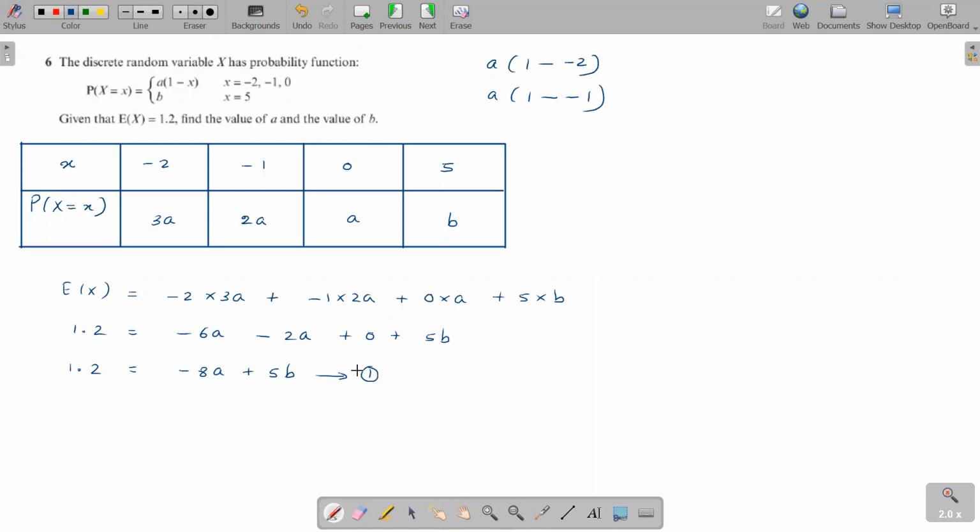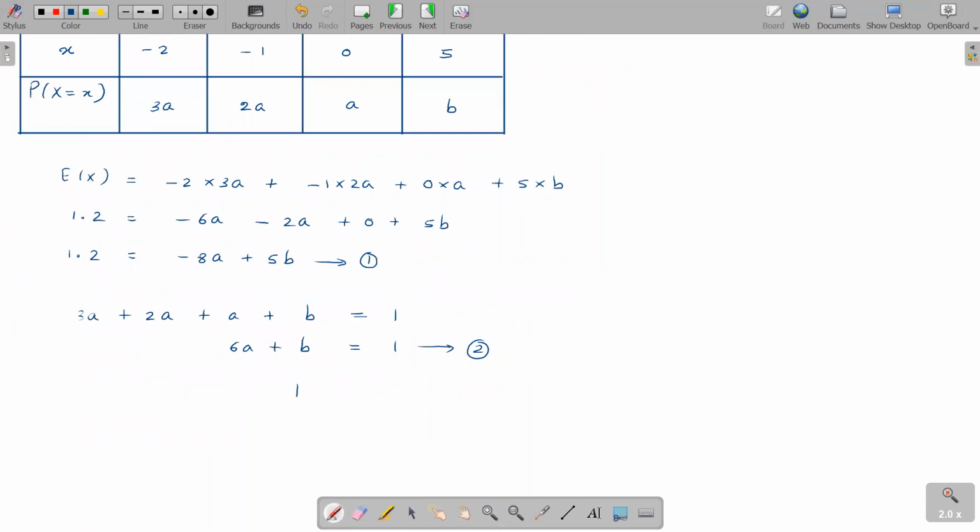The second equation is made by the fact that the total probability is equal to 1. So always the total probability is equal to 1. 3a plus 2a plus a plus b should be equal to 1. So 6a plus b is equal to 1. This is our second equation. And now we have to solve the two equations simultaneously. So from the second equation, I can easily get b is equal to 1 minus 6a.